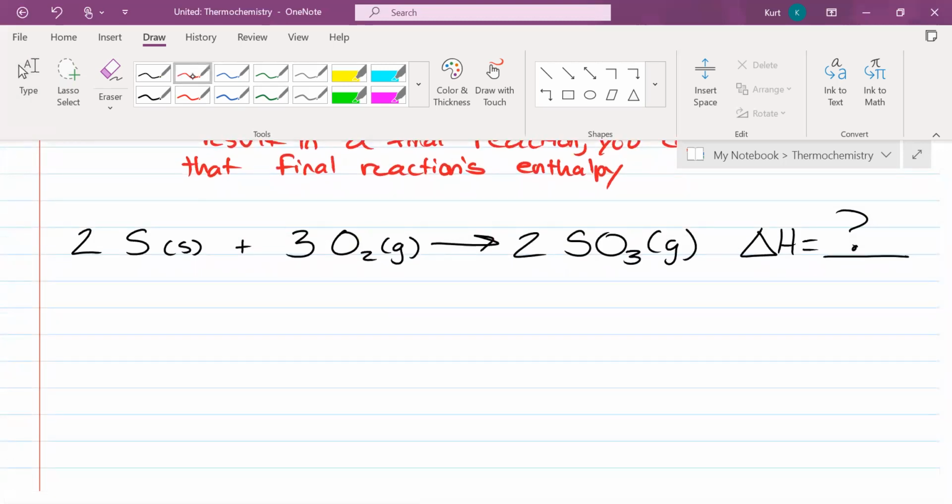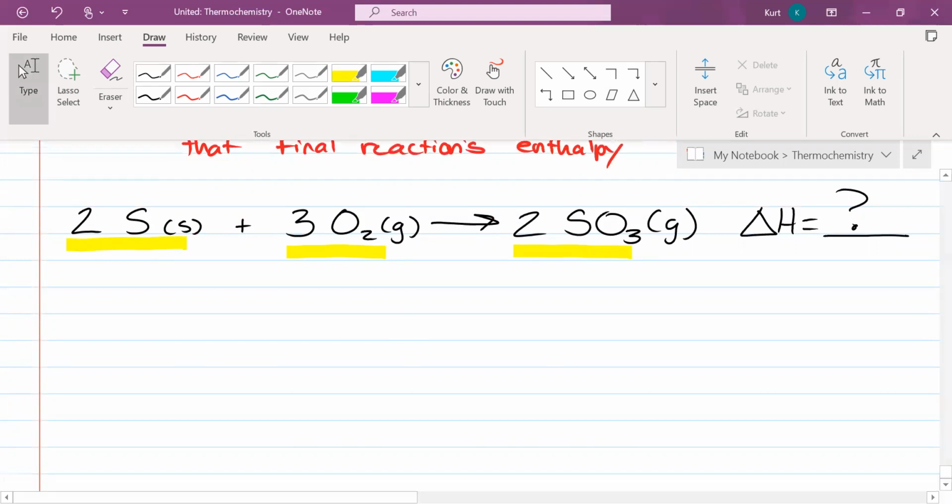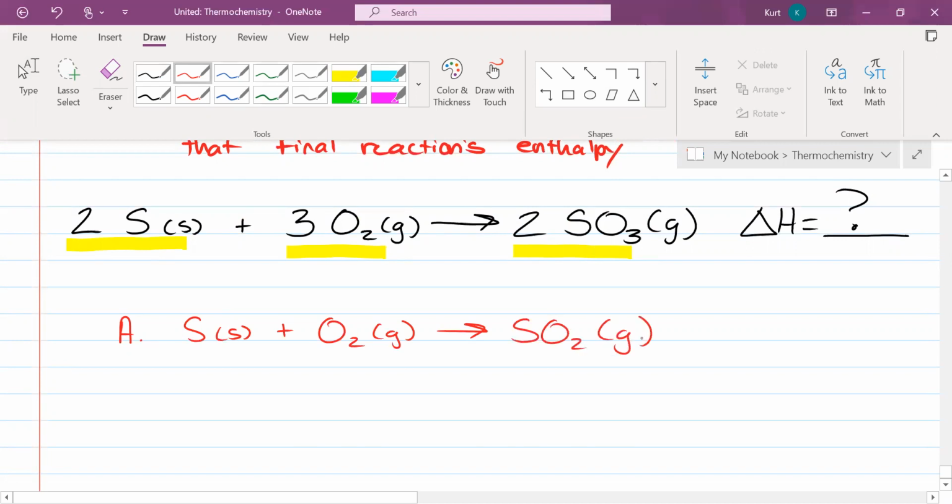So, guys, here we go. I will give you the 2 equations that will produce, or at least contain, solid sulfur, oxygen gas, and sulfur trioxide, okay? So here are the 2 equations. We're going to call them equations A and B. Equation A is as follows. Solid sulfur reacts with oxygen gas to yield sulfur dioxide. This change in enthalpy is -297 kilojoules.